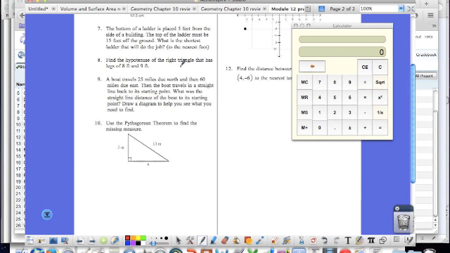Okay, find the hypotenuse of the right triangle that has legs of 8 and 9. What's 8 squared? 64. And what's 9 squared? 81. And what's 64 plus 81? 145. And the square root of 145 is 12.04. So 12.04, it doesn't tell you what to round to though.